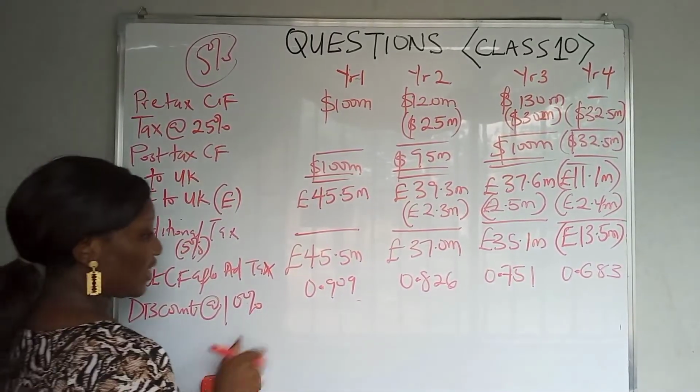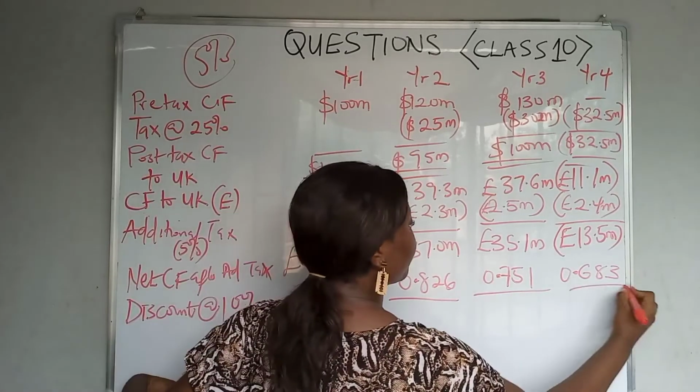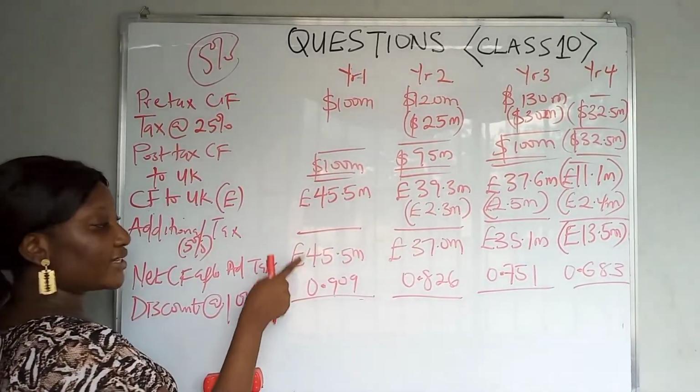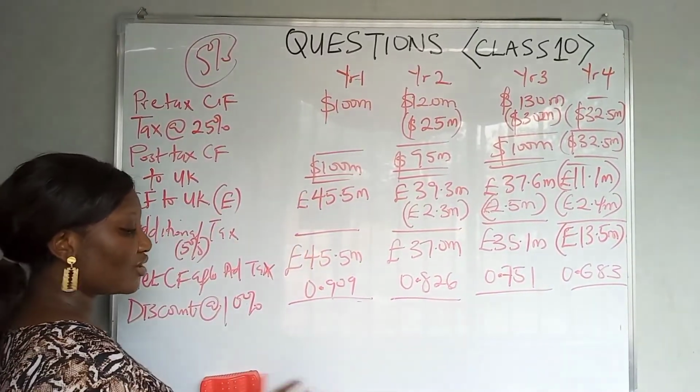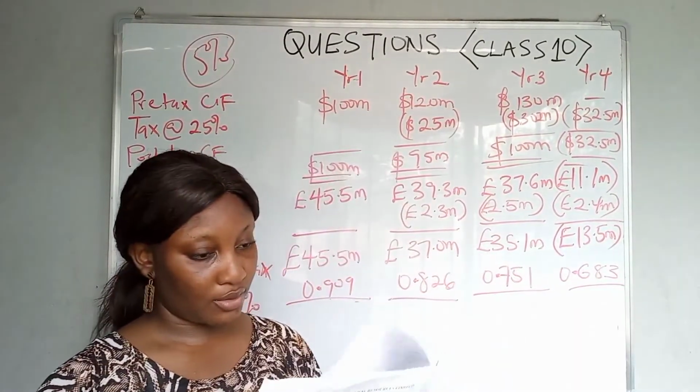So now let's discount. When you multiply this by this, you get your present values, right? And that's the end of the question. That's what they asked you to solve. Let's go to the next question.